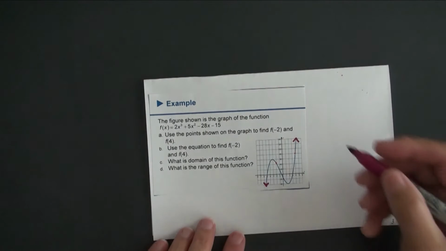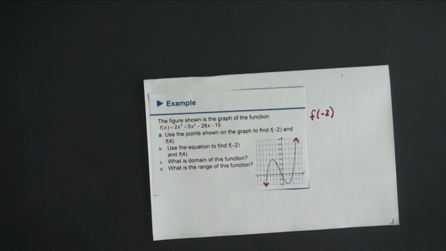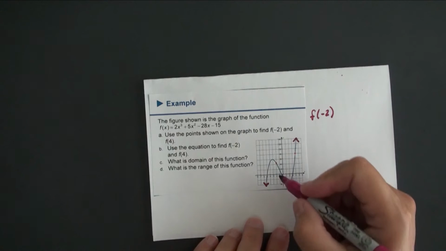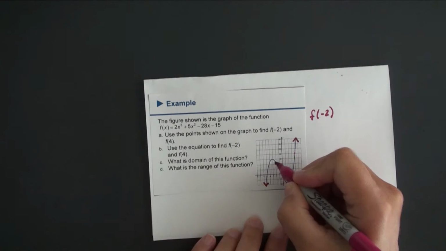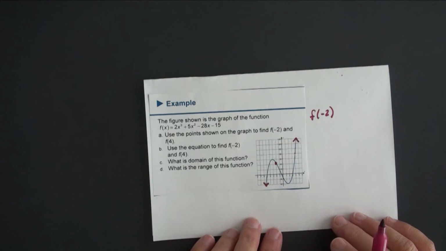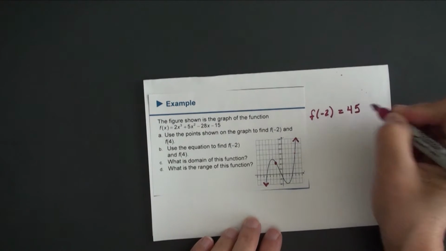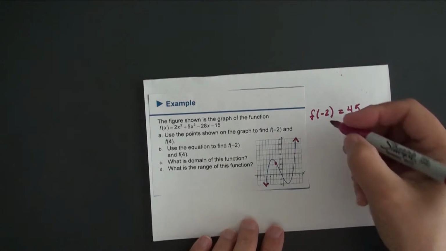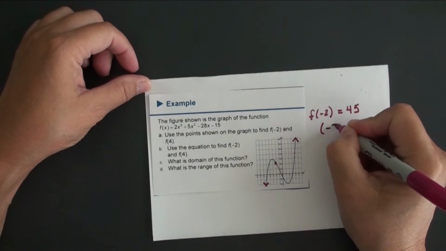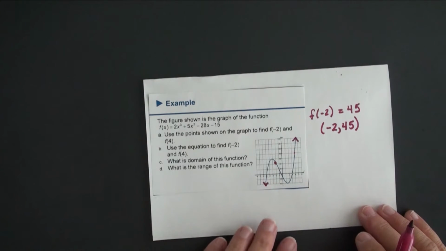So let's find f of minus 2. If I look at my function, and I go over to negative 2 and up to the point, we're going to say that that is about 45 for the y value. So f of negative 2 equals 45 because the point negative 2, 45 is on the graph of the function.